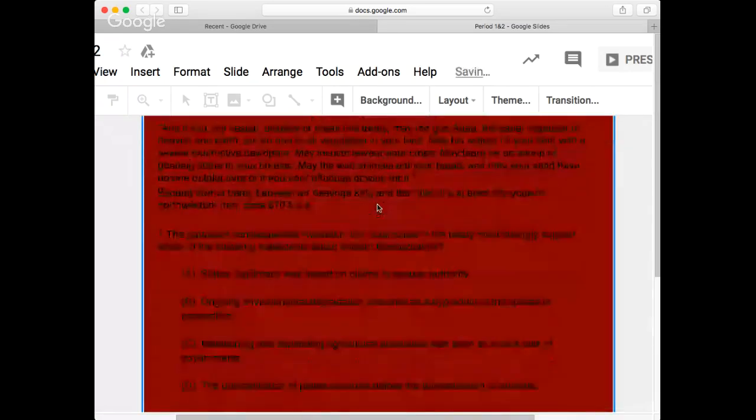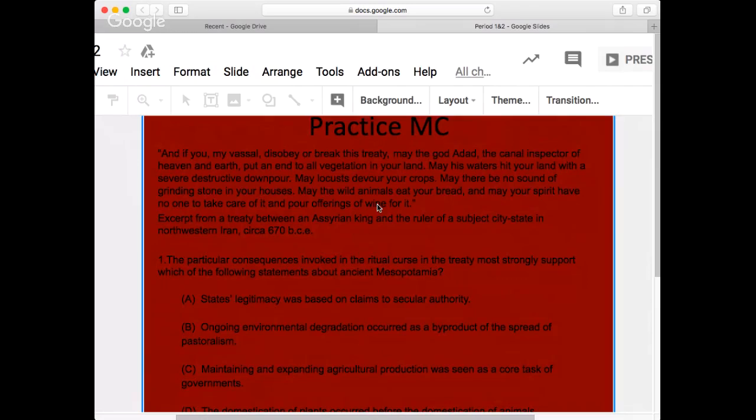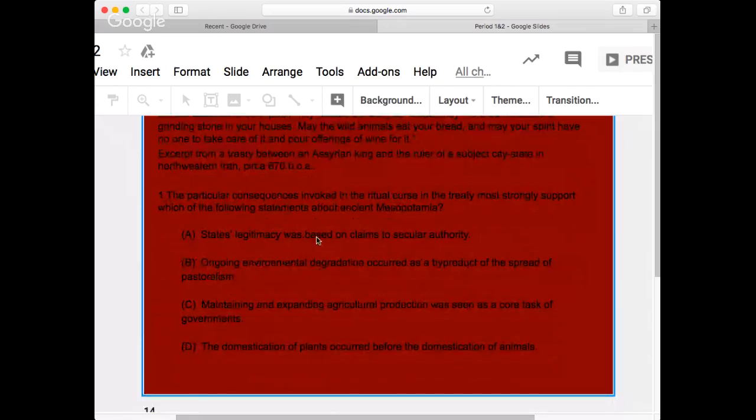Oh, that was weird. So since I know that this is a king who's writing this, I can tell that the king must think he has a good relationship with God because he's telling the people, if you break this treaty, then God will ruin all of your fields. Okay. So if I look down here, we've got A, state's legitimacy was based on claims to secular authority.